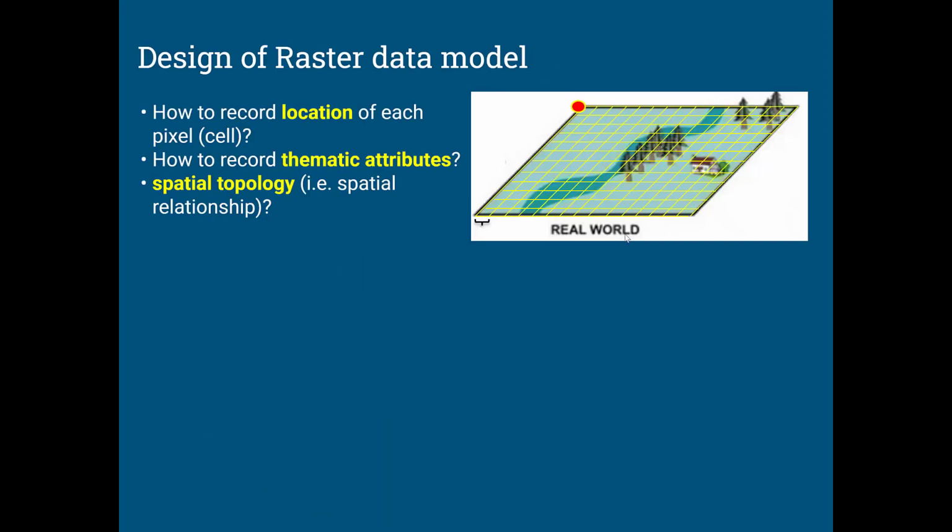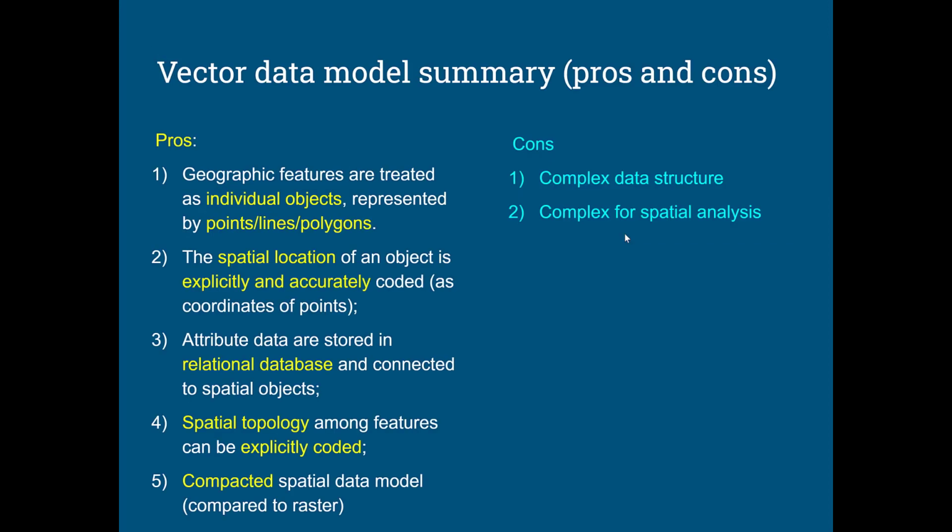So this is basically this part of the lecture. We learned how the vector data model represents geographic data. I want you to know specifically how the vector data model represents location and semantic attributes, and very important, how to do table join. You don't have to worry about the topology and the cons, how to do programming with the vector data model. That's for our advanced class.